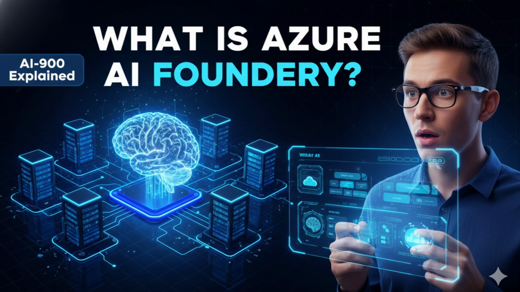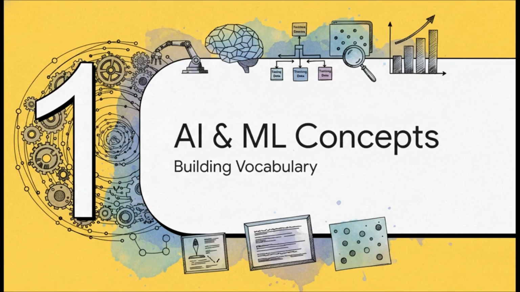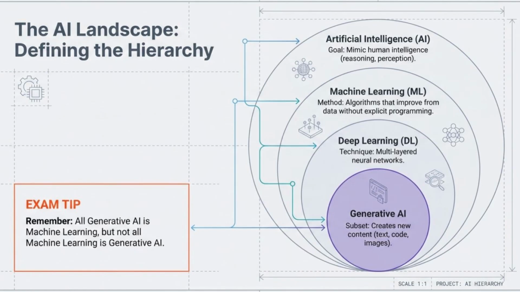Every great architect needs to know the language of their materials, right? So our first layer here is all about building that foundational AI vocabulary. This just makes sure we're all on the same page, speaking the same language, as we start moving up the stack. I want you to think of the AI landscape like one of those Russian nesting dolls.